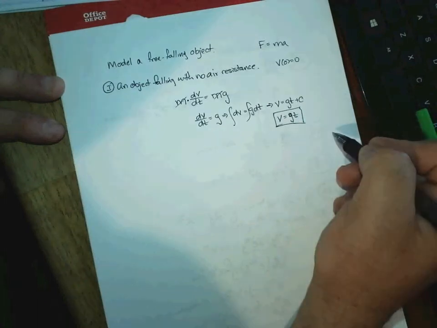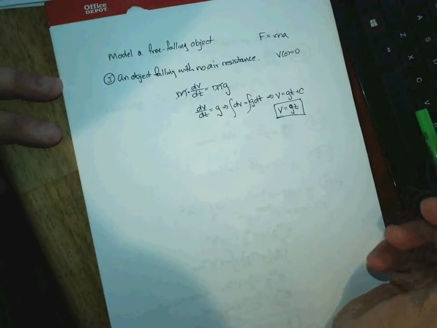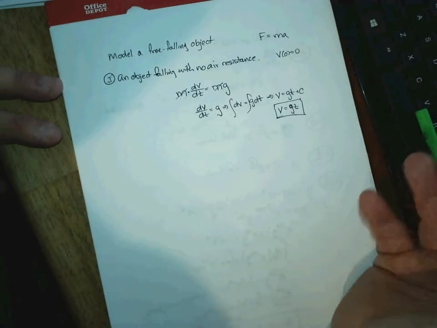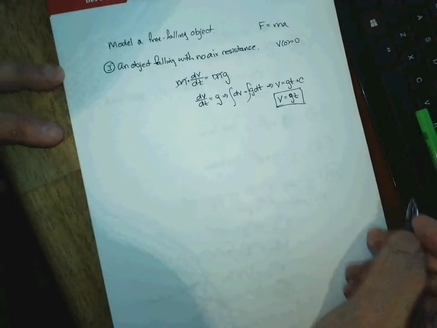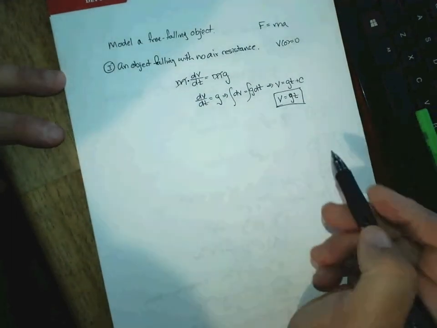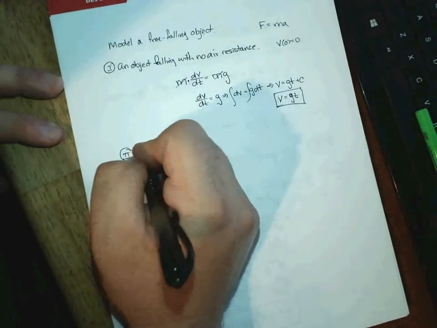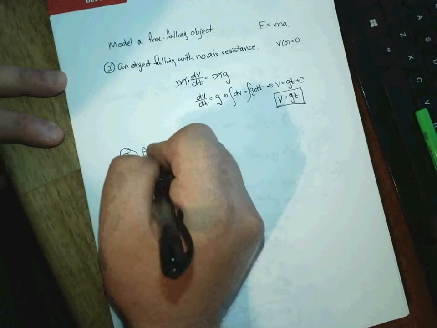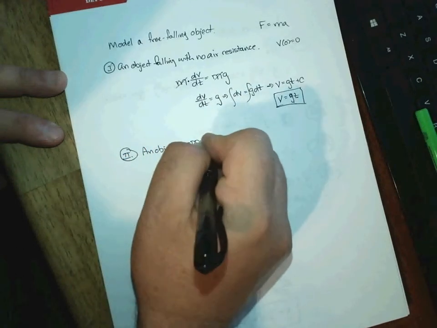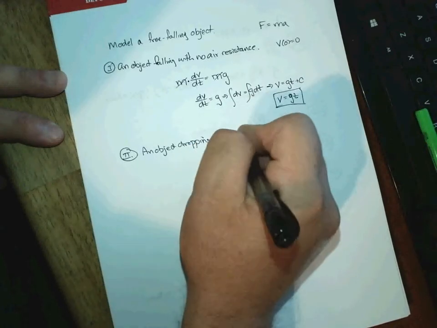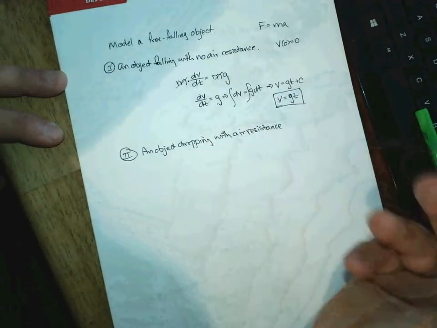All right, so that's a bit artificial, because when you drop an object in air, there is some resistance from the air that's going to cause that object to not drop as fast as this model would indicate. So let's consider that second case: an object dropping with air resistance. So there is drag on the object as it's falling.